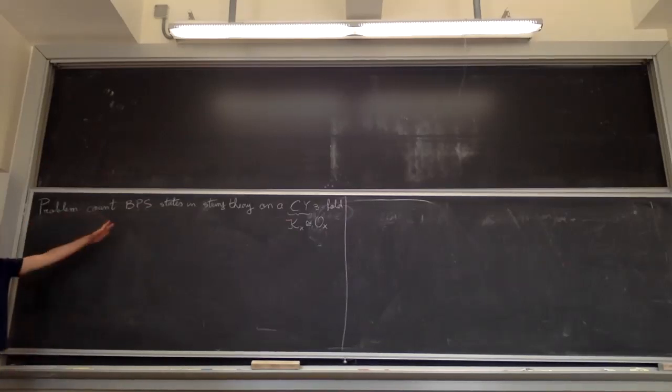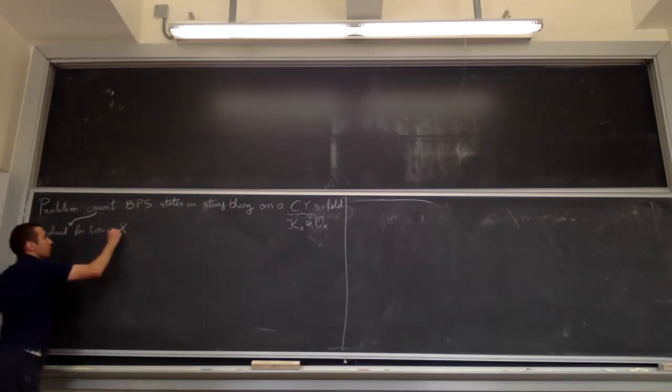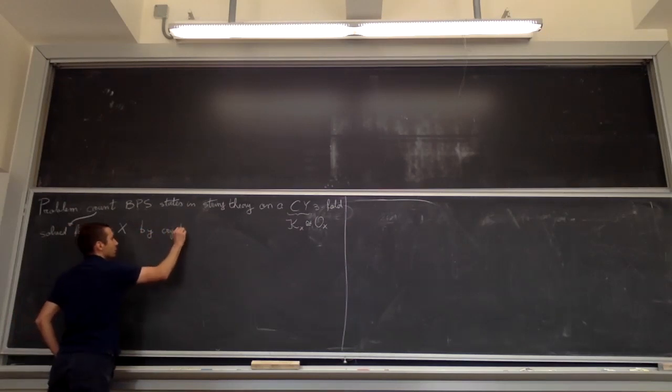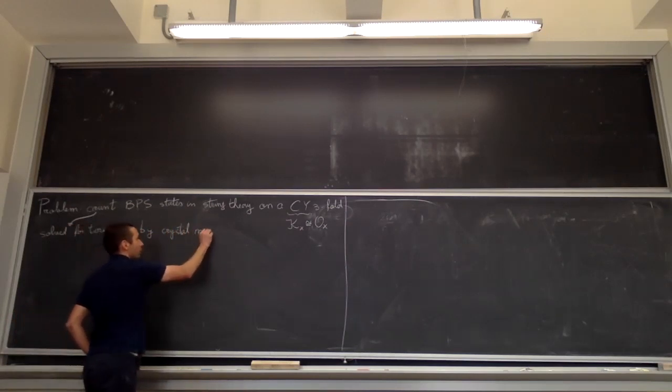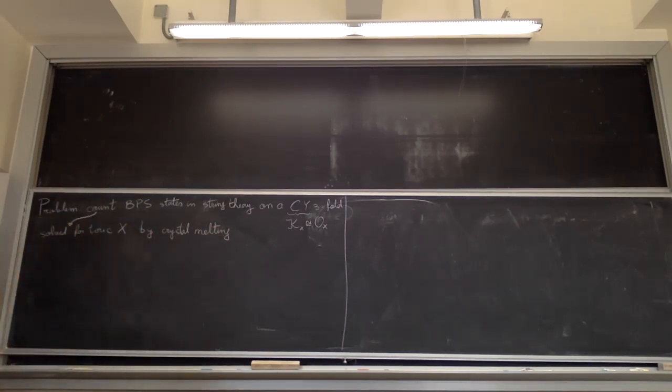I'm obviously not going to solve this problem in this generality. And arguably I'm not really solving anything, because this count was actually done for toric Calabi-Yau threefolds by introducing a procedure called crystal melting. This also motivates lots of the objects which I will talk about in this talk. But I should point out from the onset that the kind of geometry which I'm interested in is not general Calabi-Yau threefolds, but toric Calabi-Yau threefolds.